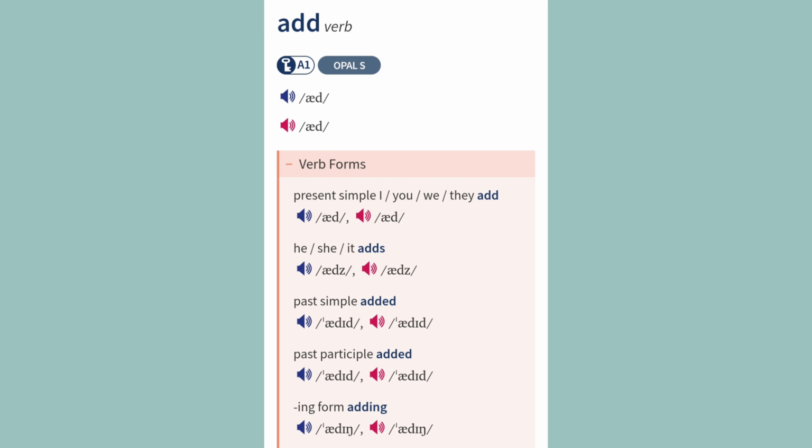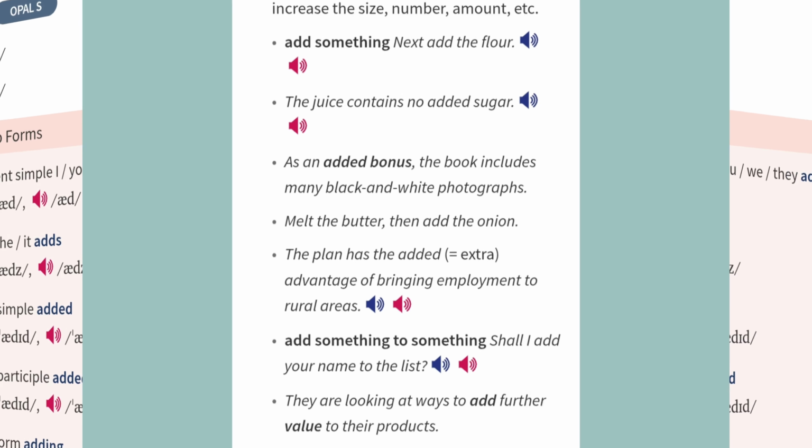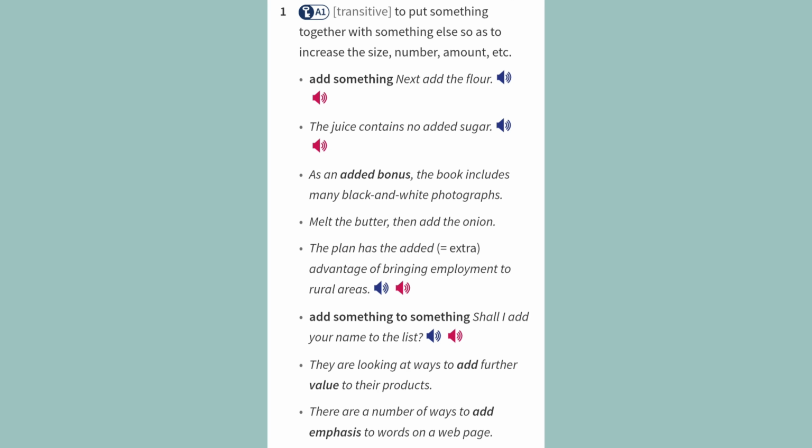Add. Verb. Verb forms. Present simple: I, you, we, they add; he, she, it adds. Past simple: added. Past participle: added. ing form: adding. 1. Transitive. To put something together with something else so as to increase the size, number, amount, etc.